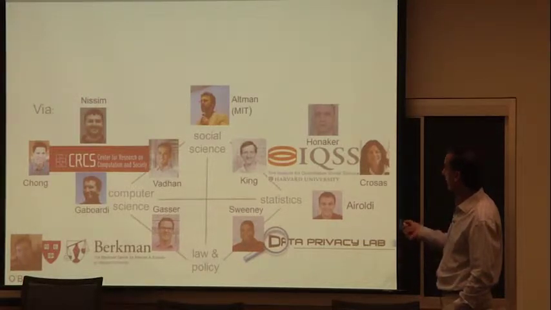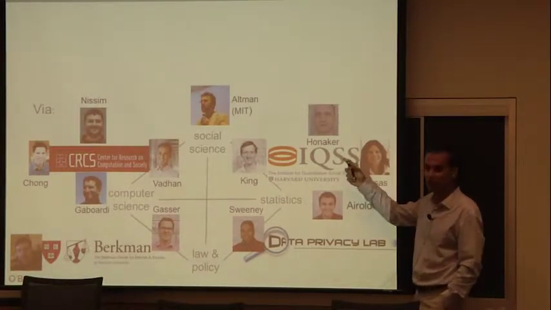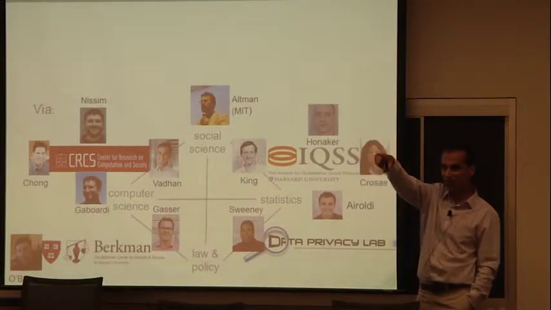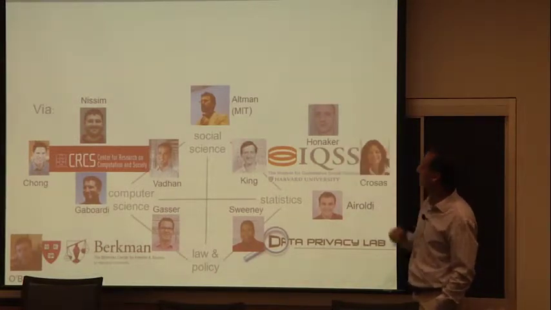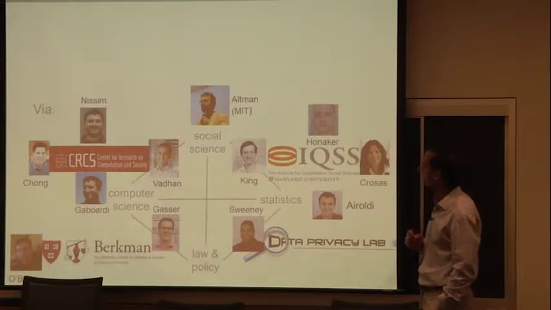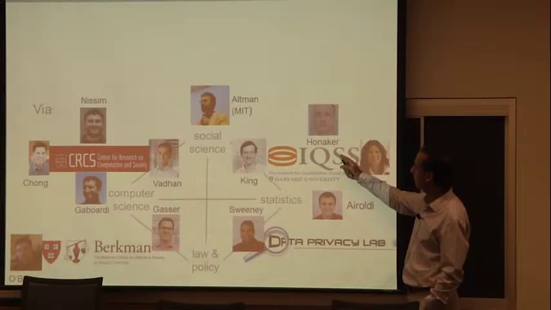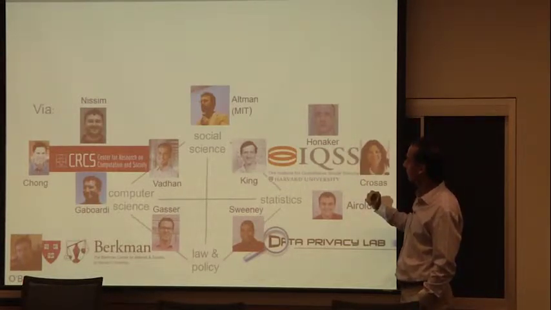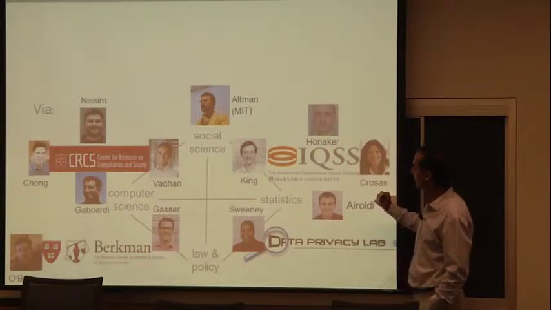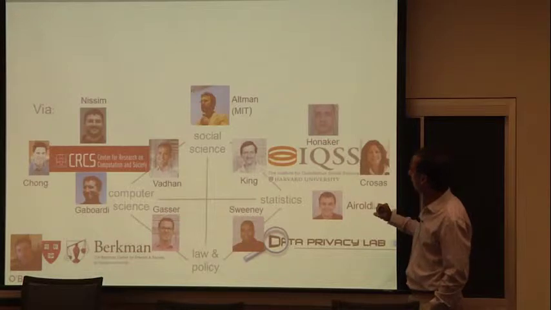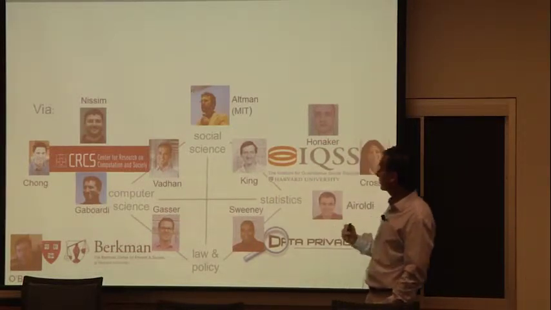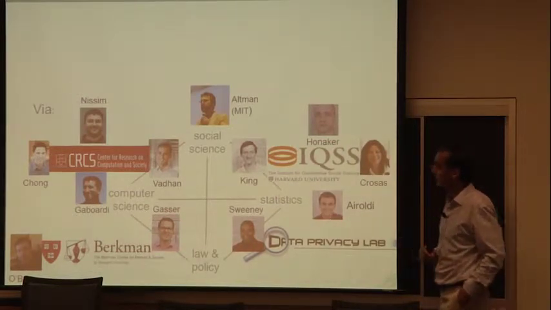From IQSS, we have James Honaker, who's a senior research scientist here in IQSS. Social scientist, works on quantitative methods and statistical software. Gary King is the founder and director of IQSS.